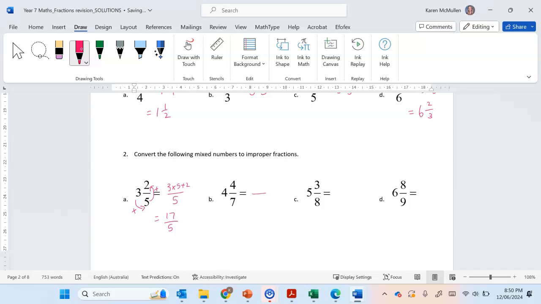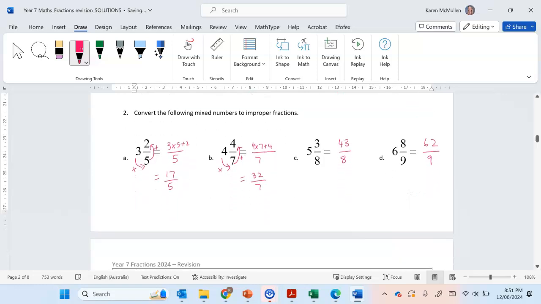All right, so looking at question B, we keep the denominator the same. So it's going to be 4 times 7 plus 4. Bit annoying that we've got two 4s there, but hopefully you can see 4 times 7 plus 4. So 4 times 7 is 28 plus 4 is 32. All right, so it's 32 over 7. We keep the denominator the same. All right, the next one, 5 times 8 is 40 plus 3 is 43. And then the last one, 6 times 9 is 54 plus 8 is 62.